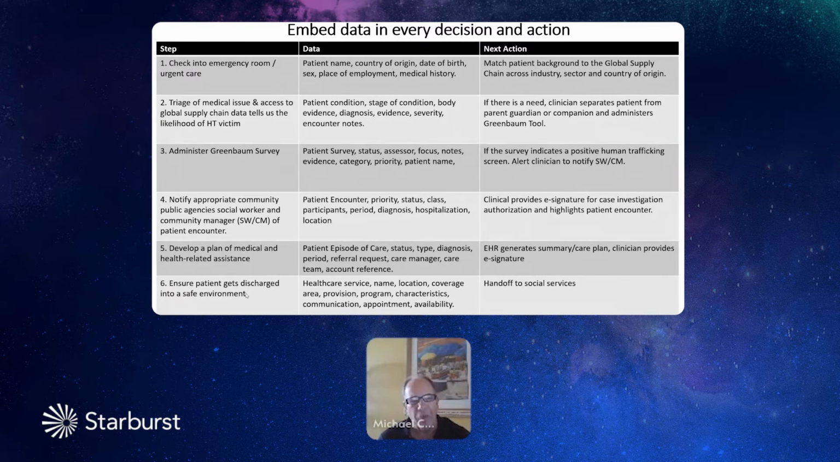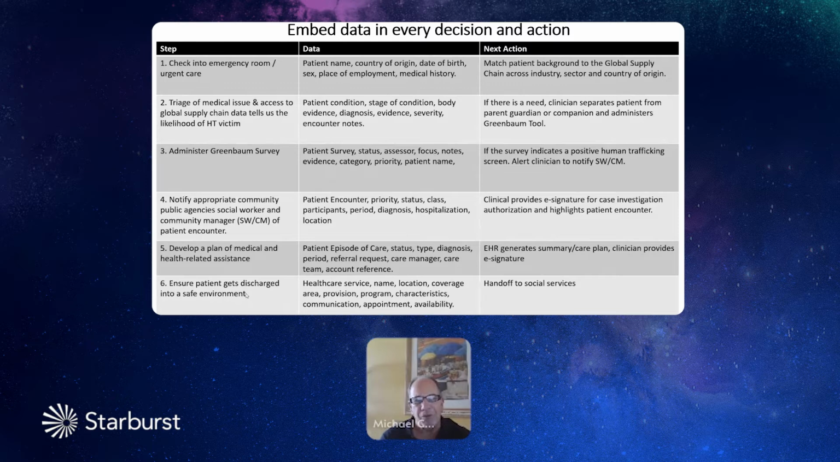Step 2 is where we have a triage of medical issue and access to the global supply chain data, telling us the likelihood that this particular patient is a victim of human trafficking. At that point, the data that's collected is all the patient condition, stage of condition, bodily evidence, if any, diagnosis, evidence, severity, etc. If we have a good suspicion that that is in fact the case, then the person is asked to take a survey. That's when the green bomb survey is administered in step 3.